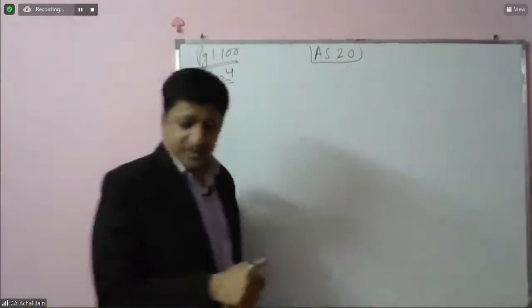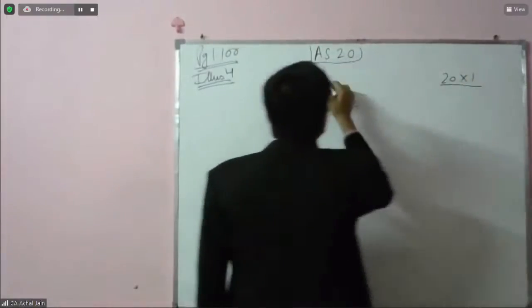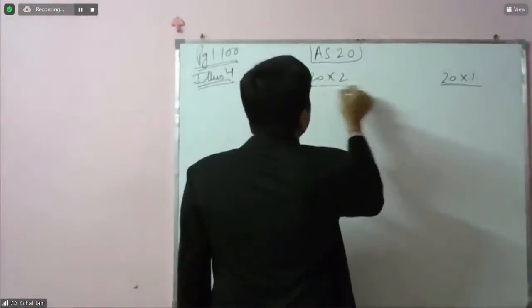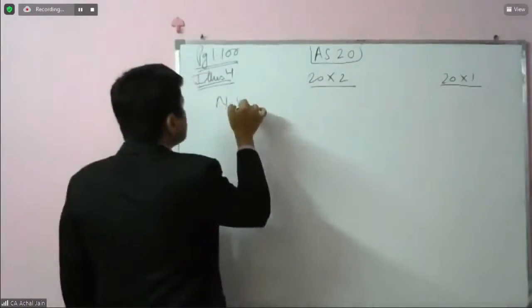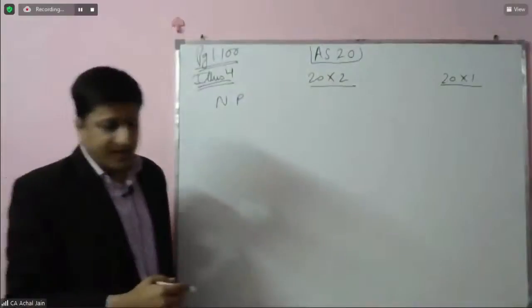So we are given 2 years, 2000 X1, 2000 X2. So net profit in 2 years is 15 lakh and 11 lakh.